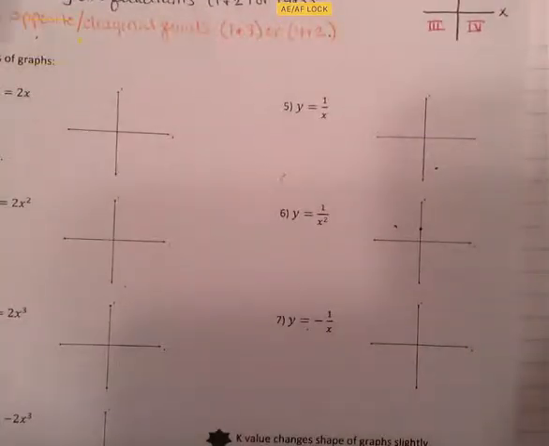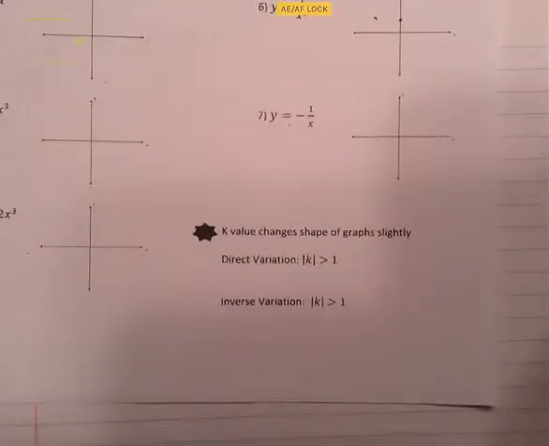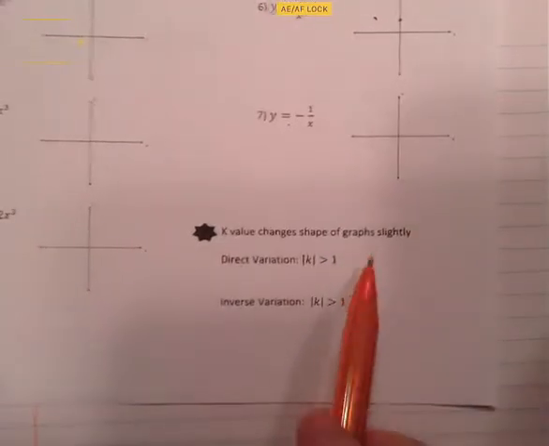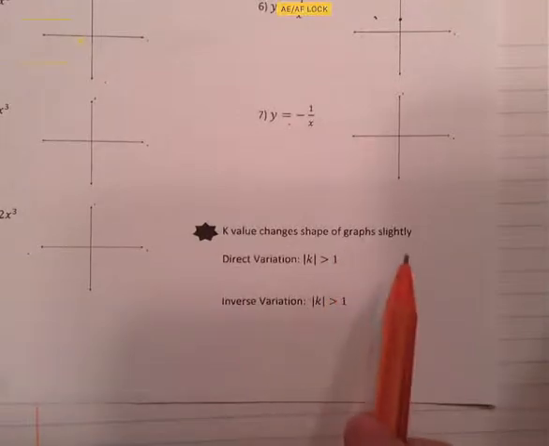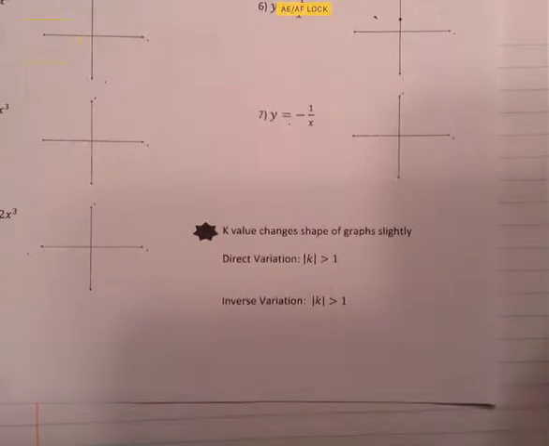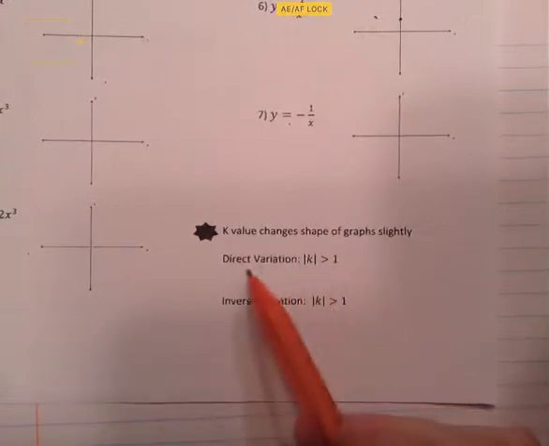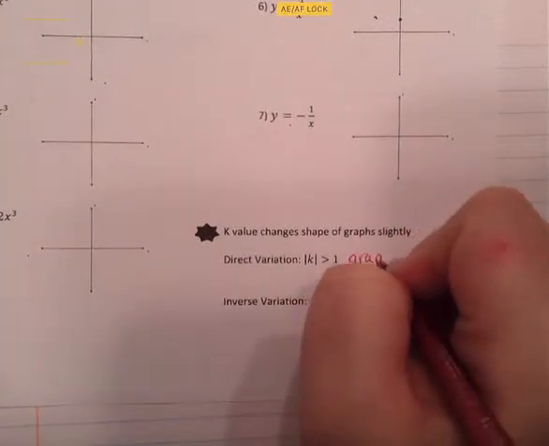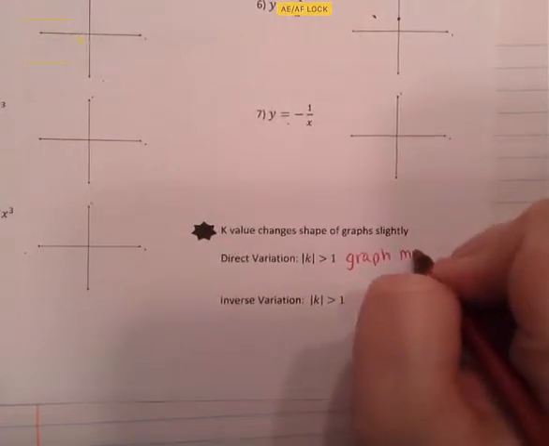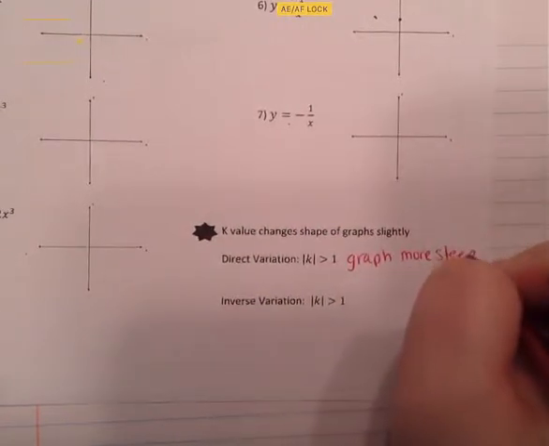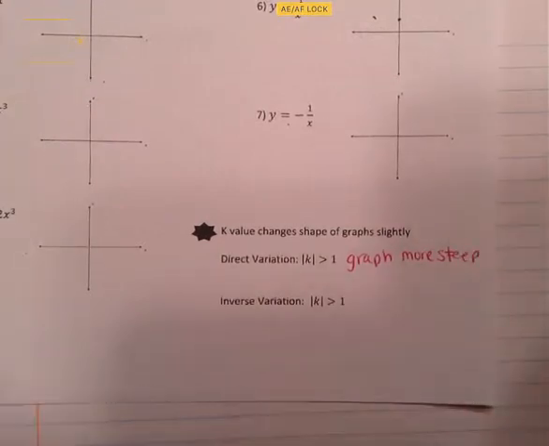But then we also have one more thing about the k-value, because the k-value will change the shape of the graph slightly. If it is a direct variation, the absolute value of k, so that's just the value of k, not necessarily the positive or negative, when it is greater than 1, the graph is more steep. So it actually goes up quicker.